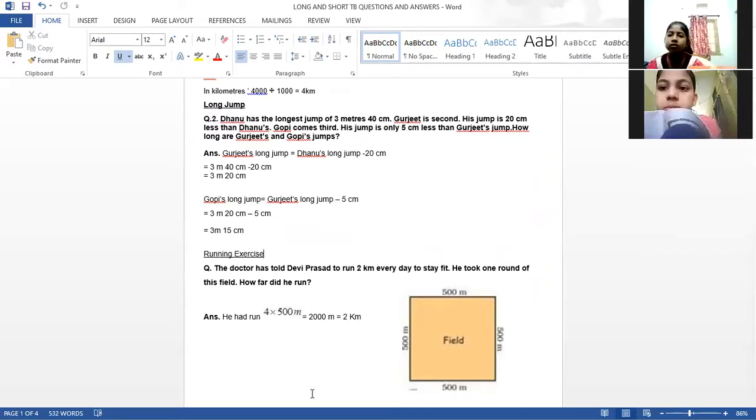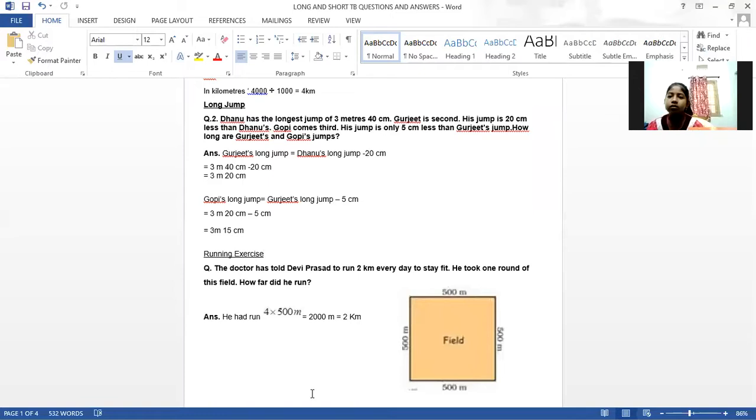Those who completed the second question, please let us move to the third question. The third question is about running exercise. Nowadays, running is very important for a person to be healthy and fit. Daily you have to walk if you can. If you can, you can run. Go for jogging or walking. This is very, very good for health.